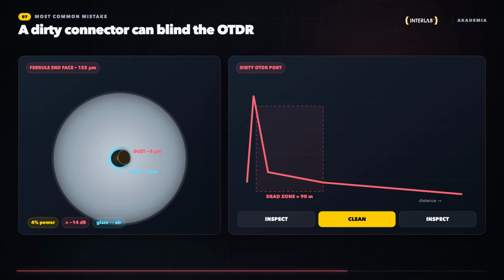If the same suspicious peak appears at the same distance on every fiber, inspect your own launch lead first. The procedure is simple: inspect, clean, inspect again before every connection. A dirty plug contaminates a clean port, and a dirty port contaminates the next plug.